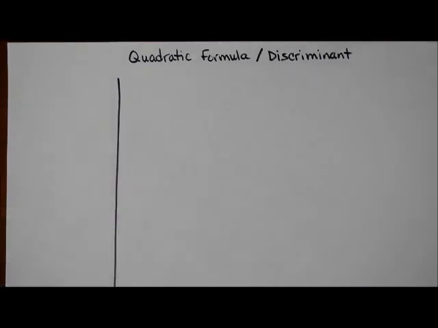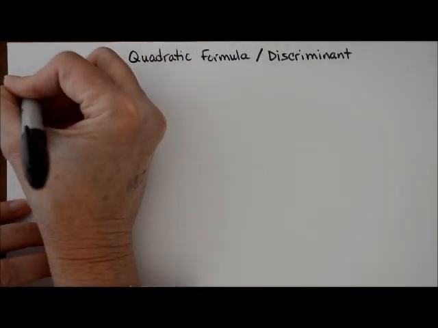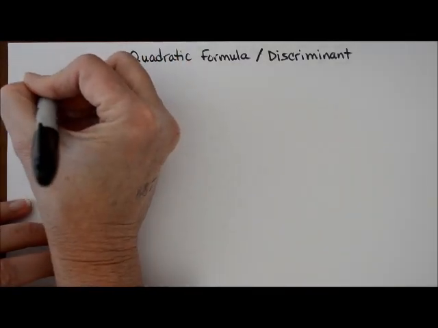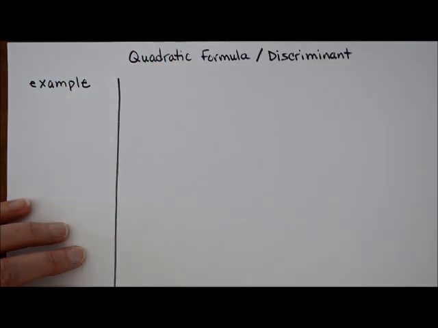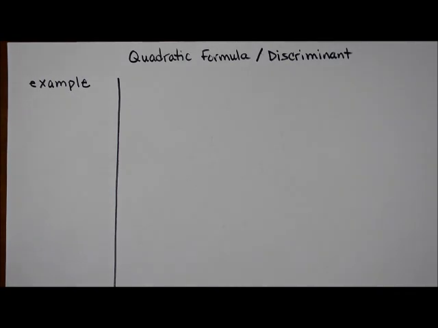Okay, so continuing on. I switched papers already on you. So this is quadratic formula discriminant. Quadratic formula we pretty much did, but I need to talk to you about the discriminant. So we're just going to go through 2 more examples and then we're done. Now these are all going to end up being different possibilities for your discriminant, and we get some practice with quadratic formula.